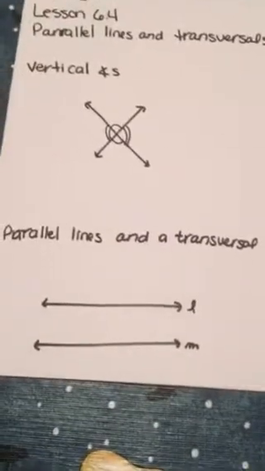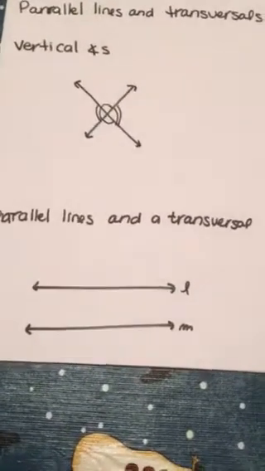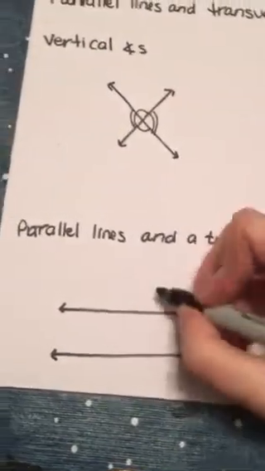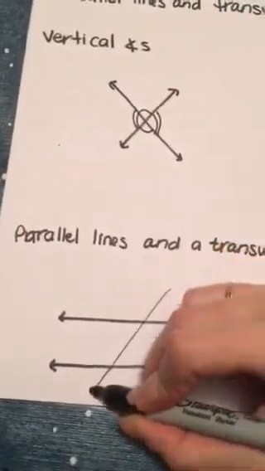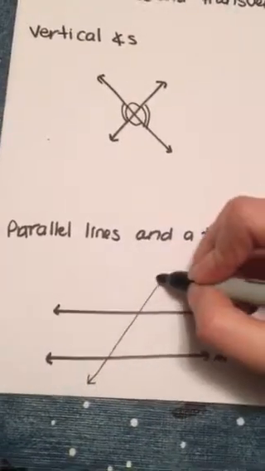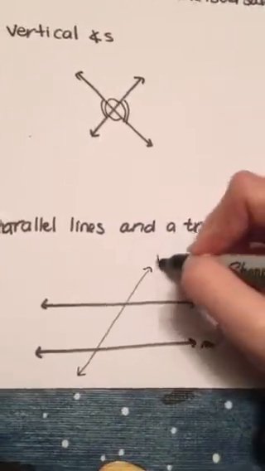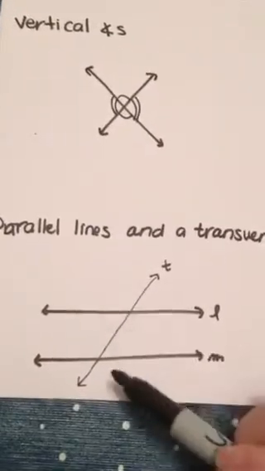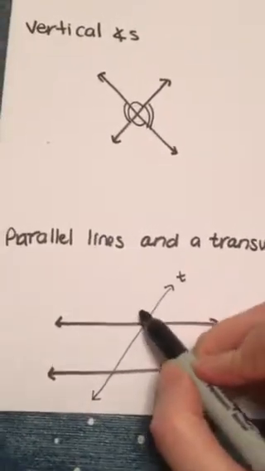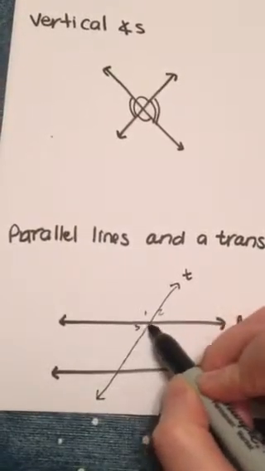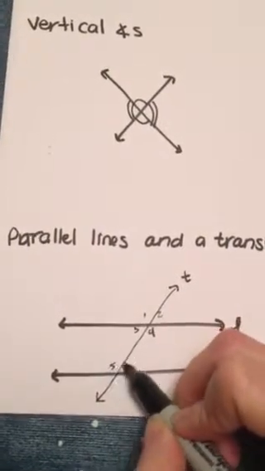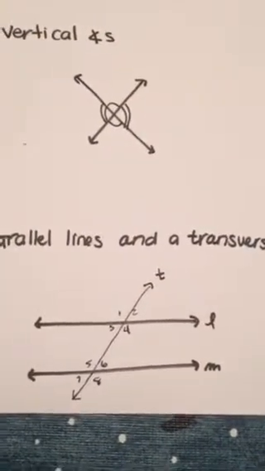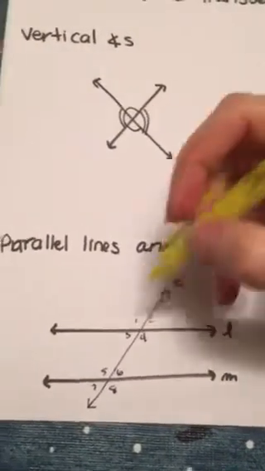But in this lesson we're talking about parallel lines and a transversal. So here we have parallel lines L and M. I'm going to draw my transversal T. And what I see here is I have one set of vertical angles up here and another set of vertical angles down here. I am going to go ahead and label these 1 through 8. And then we're going to look at the vertical angles and mark them as congruent.